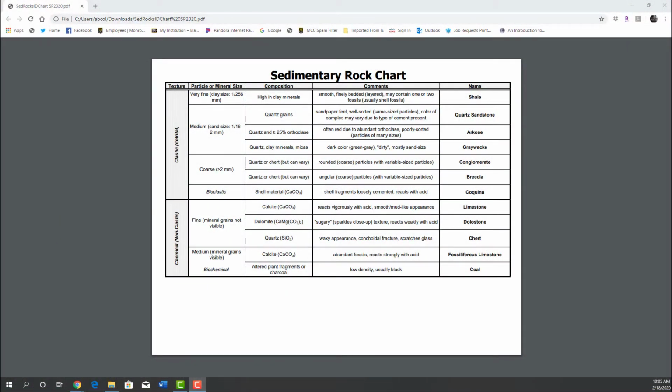The sedimentary rock chart works very similarly to the igneous rock identification chart, except that it's easier, which is nice. So let's take a minute to acquaint ourselves with some of the columns here. So here, the first column is the texture of sedimentary rocks. As I mentioned, there's only two.